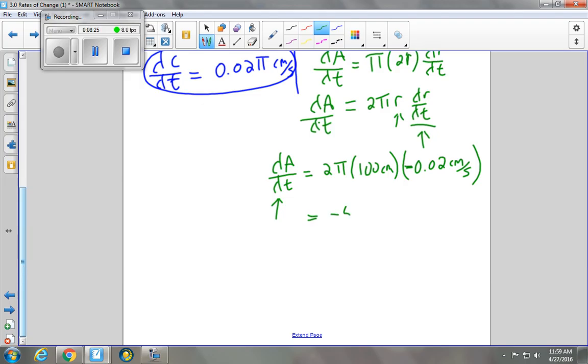So that's going to be negative 4 pi centimeters squared per second, which makes sense, right? We're talking about the derivative of the area with respect to time. So area over time, that's a rate.